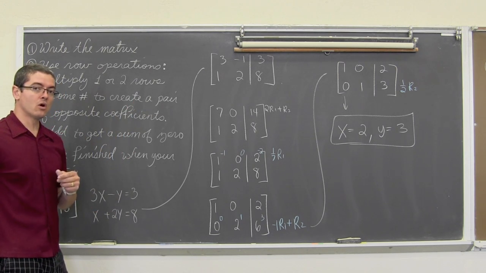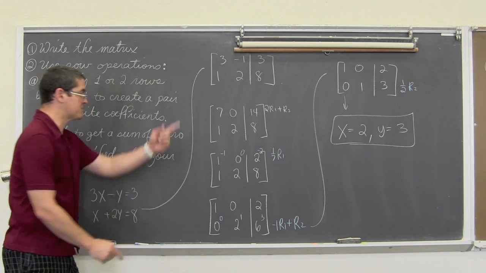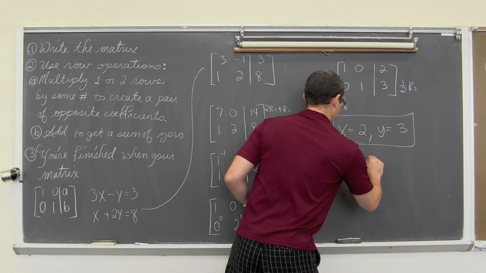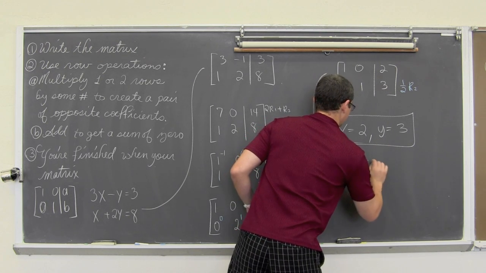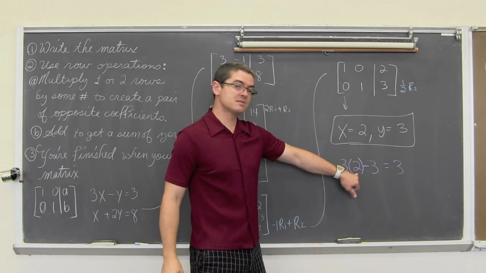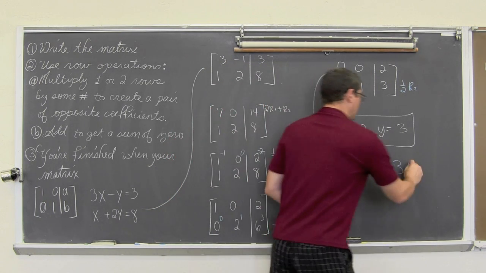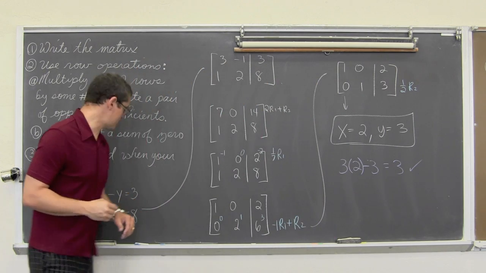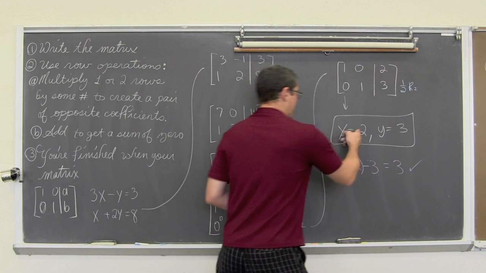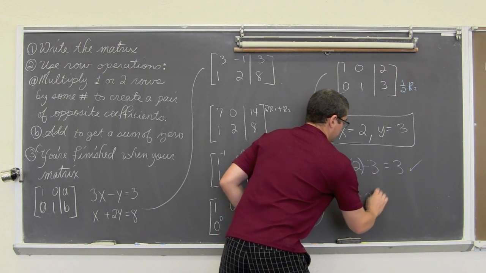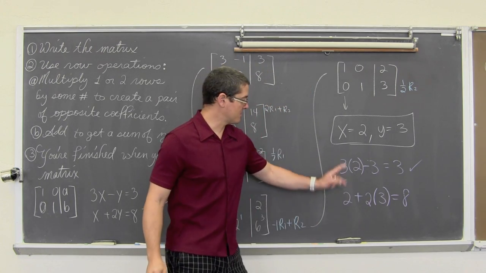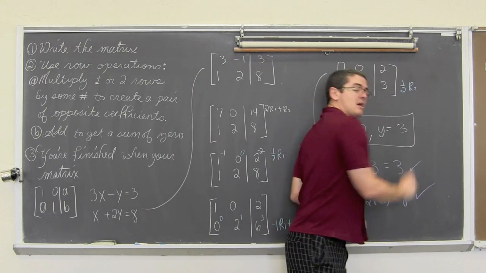If I want to make sure that that works, of course, I can check my answer by taking those values and plugging them in. So I have 3 times 2 minus 3. Let's make sure that that's actually equal to 3. We have 3 times 2 is 6, and 6 minus 3 does equal 3. So my solutions work for my first equation. My second equation, x plus 2y equals 8. Well, let's see, x plus 2y equals 8. 2 times 3 is equal to 6. 6 plus 2 is equal to 8. So I've got my first answer right.